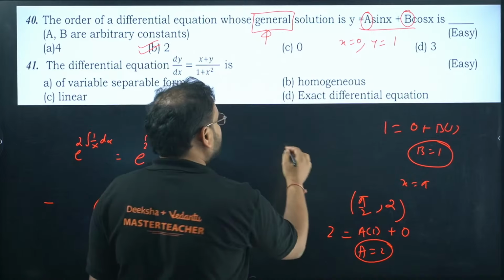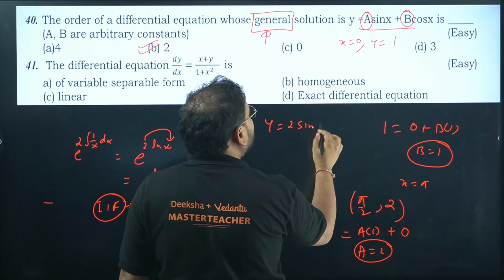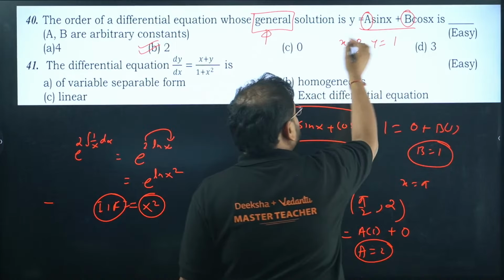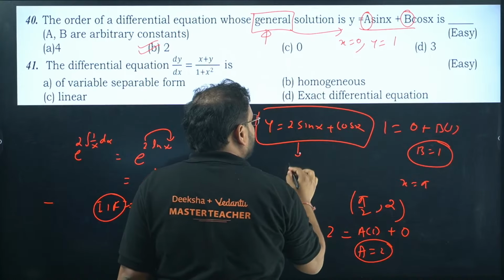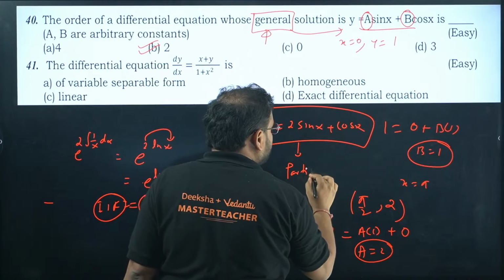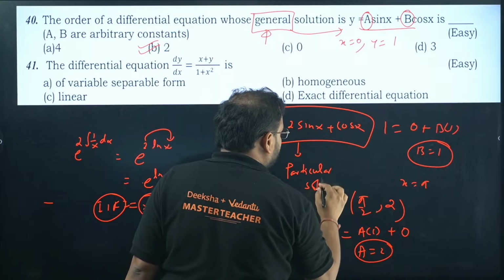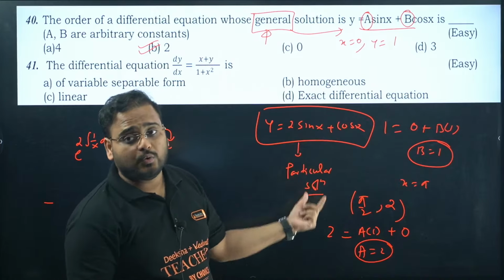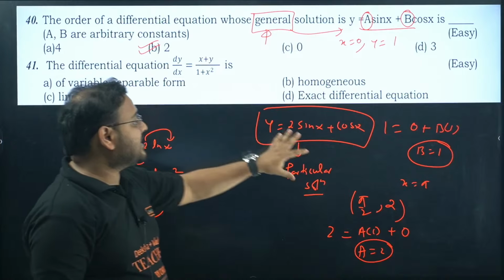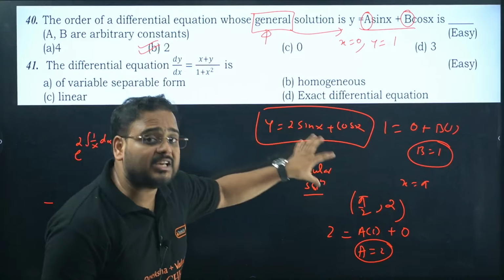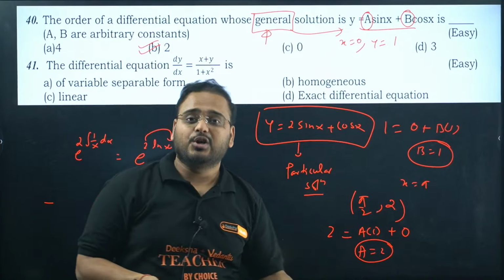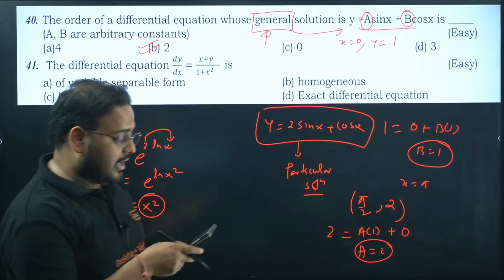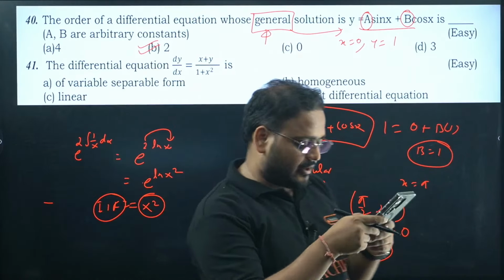So now the equation becomes y equals 2 sin x plus cos x. Now you tell me, this was your general solution. This is called a particular solution. Now in this case, do you find a constant? Is there a constant in this case? No, there are no arbitrary constants. That's why here the answer will be 0, and in the case of general the answer will be 2, or whatever is the order of the given differential equation. Is it making sense to everyone right now?